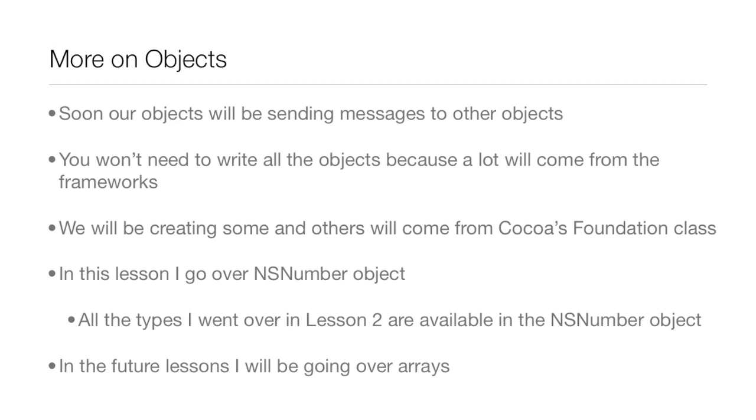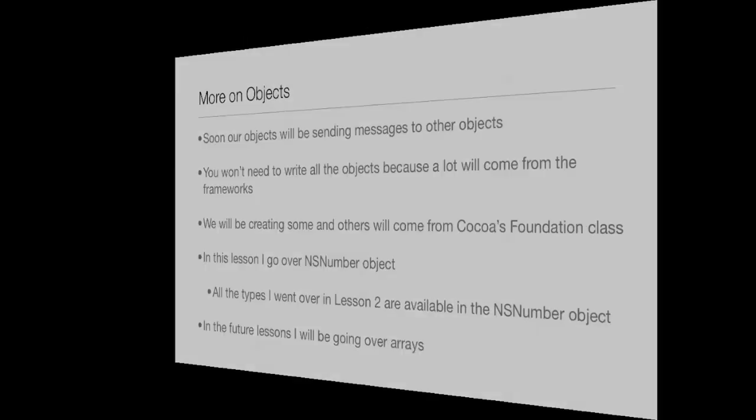And in this lesson, obviously, I go over the NSNumber object and all the types that go along with it. I go over them in lesson 2. So if you're a little shady on the types, like float, integer, all that stuff, or if you never even saw that lesson, go ahead and check that out. I'll throw a link down in the description. Anyways, just to give you a heads up, in future lessons, probably the next 2 or 3 after this one, I'll be going over arrays and different types of arrays and everything. But anyways, on to NSNumber.